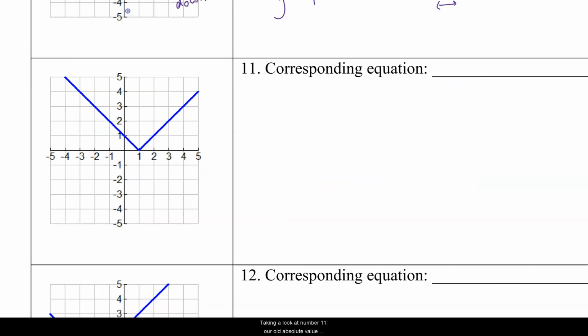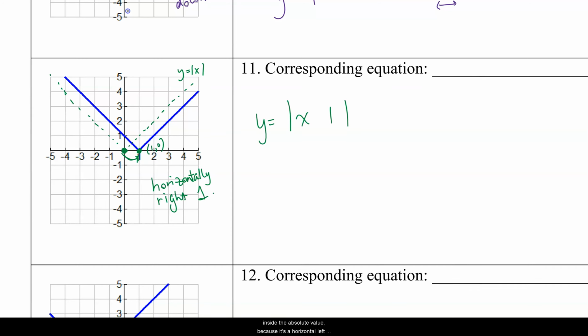Taking a look at number 11, our old absolute value function, our original one, y equals absolute value of x, is in green, but the blue one has moved and the new origin is sitting on 1, 0. So how was it moved? Well, our old graph was shifted from 0, 0 to 1, 0, so we shifted horizontally right by 1. If we shift right by 1, then we're shifting inside the absolute value because it's a horizontal left or right shift.